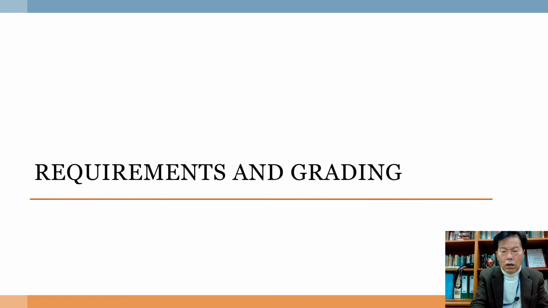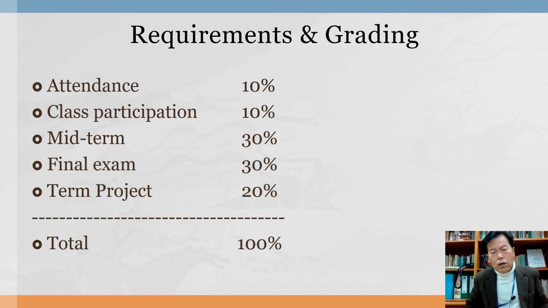So now, requirements and grading. Well, it's simple. You are expected to attend the class on a regular basis, and you are expected to participate actively in class discussion. The two account for 20% toward the final grade. Students take mid-term and final exams, which count 30% toward the final grade. And you are expected to write a term paper. The total is 100.